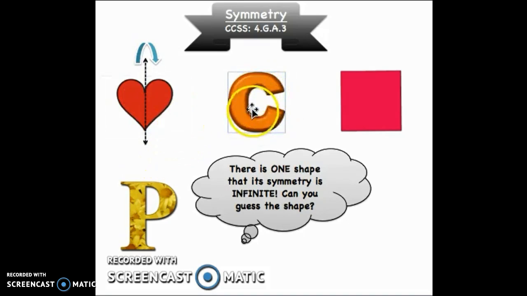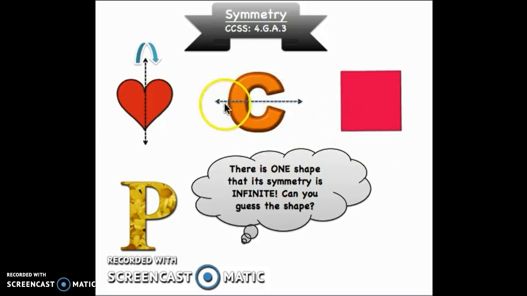Let's take a look at the letter C. Now with the heart shape, we were able to make a fold down the center like this. But if we were to fold the C down the center like we did for the heart, we would not create matching parts. They wouldn't be equal. However, I see that I can fold the top part of the C over the bottom part of the C. Just like this.